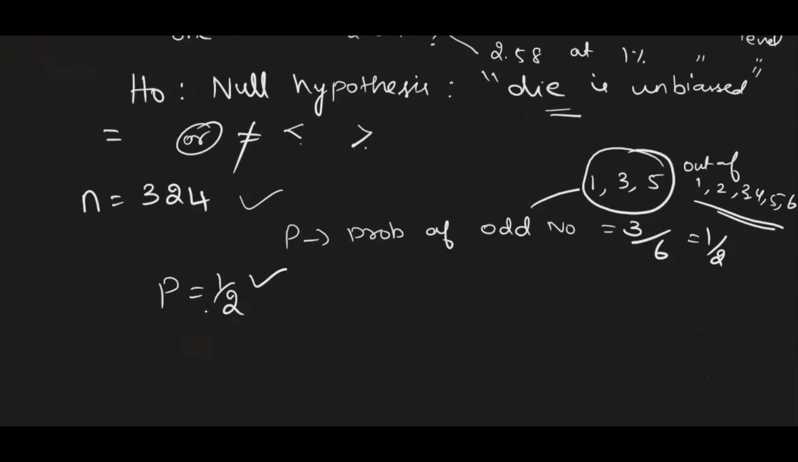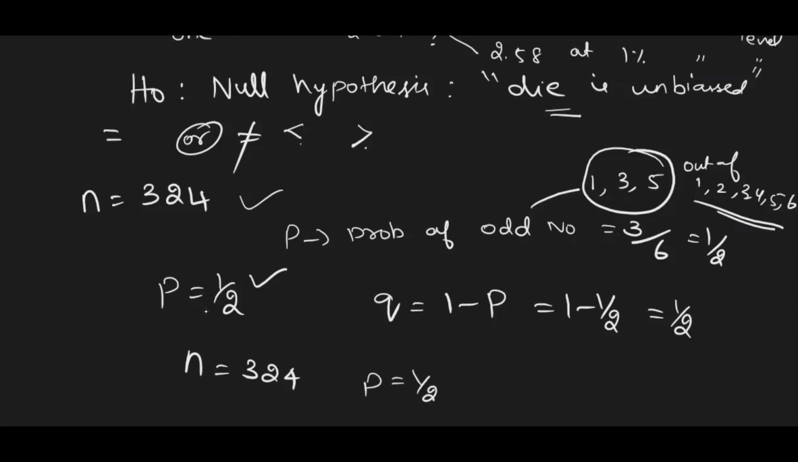I have fixed the probability of getting an odd number. So Q is nothing but 1 minus P, that is 1 minus 1 by 2, which is equal to 1 by 2. So now we have P and Q. The values we have: n is 324, P is 1 by 2 and Q is 1 by 2. So we are done with these values.